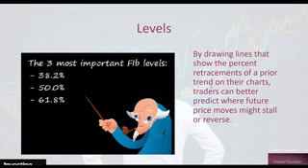But the three most important fib levels, you should know them in the back of your head. You should be able to say them right off the tip of your tongue. 38.2, 50, 61.8. Okay. By drawing lines that show a percent retracement on a prior trend on the charts, traders can better predict where future price moves might stall or reverse.